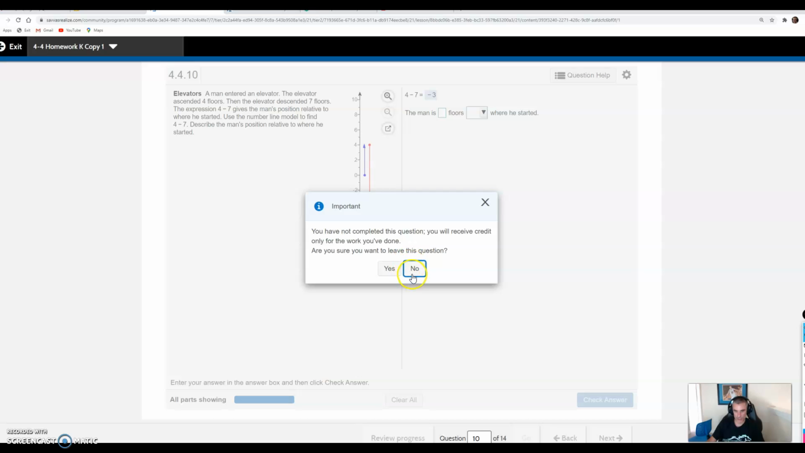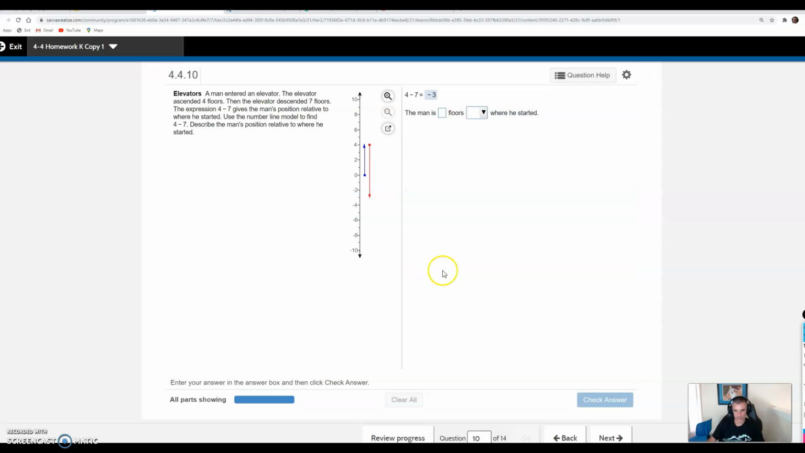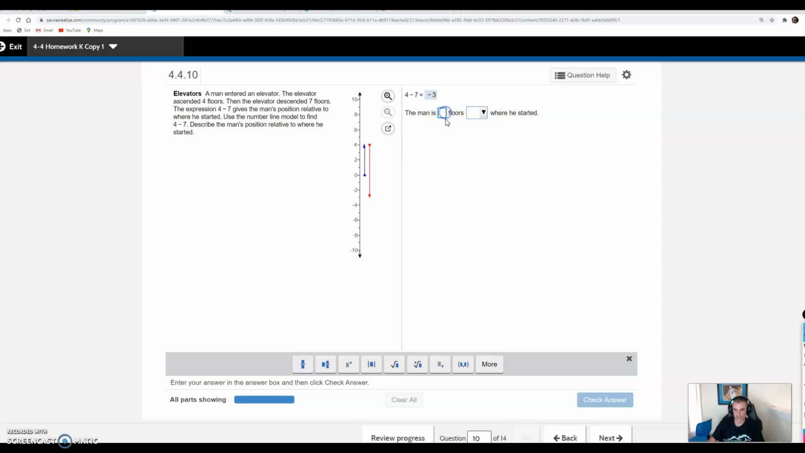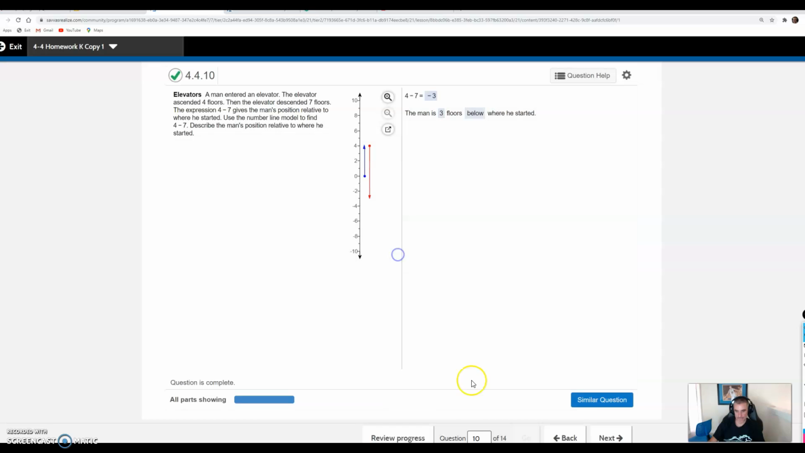Oh, I've not completed the question. I don't want to leave. This is asking me to interpret what was happening here. This guy was in an elevator. He went up 4 floors, then he went down 7 floors. So the man is 3 floors below where he started. We don't measure floors in negatives, so we don't say he's negative 3 floors below where he started. We just say he's 3 floors below where he started. Got it.